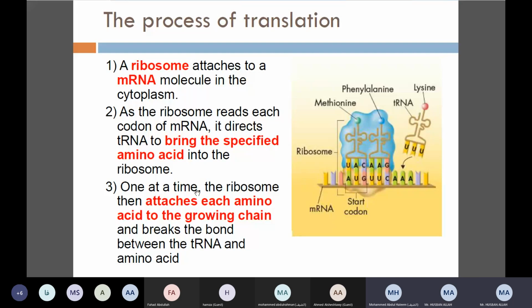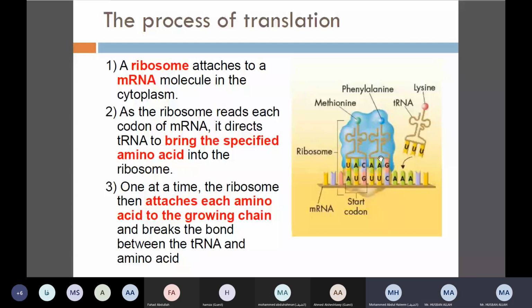One at a time, the ribosome attaches each amino acid to the growing chain and breaks the bond between the transfer RNA and the amino acid. So the first function of the ribosome is to read the codon. The second function is to give a message to the transfer RNA about which amino acid is required. The third function is to break the bond between the amino acid and the transfer RNA, leave the amino acid on the chain and release the transfer RNA. Clear?